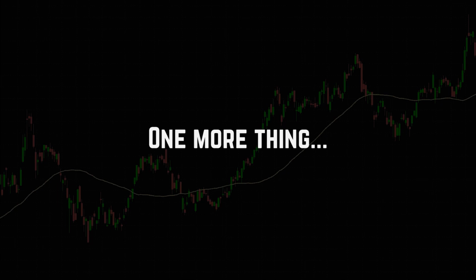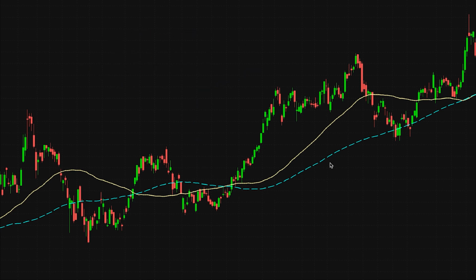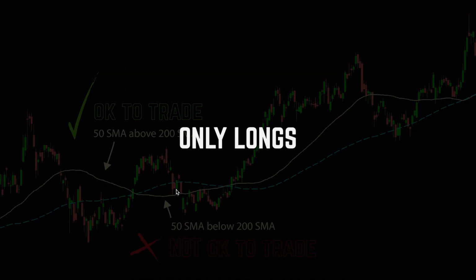One more thing before I forget. We will also be using the 200-day simple moving average as a separate experiment. The condition works this way. Whenever the 50-day simple moving average is above the 200-day simple moving average, that means we are okay to proceed with the trade. If it turns out to be the other way around, then we will not be able to proceed with the trade. This is to try and see if going with the trending markets is beneficial or not for our strategy. And remember, we are going to be doing only longs.